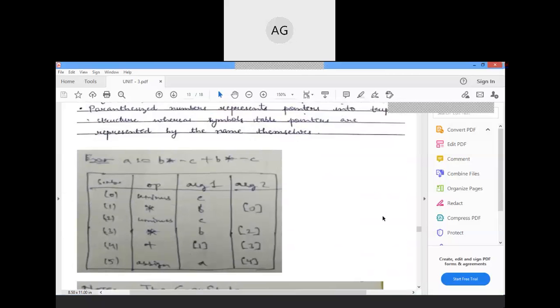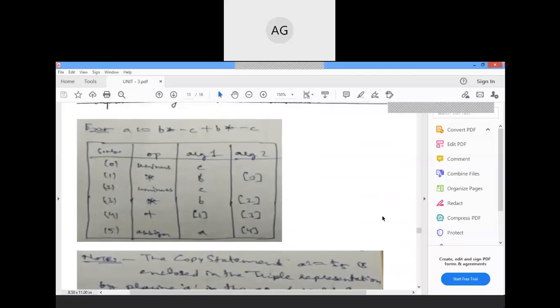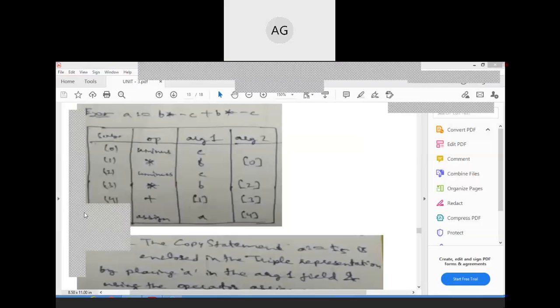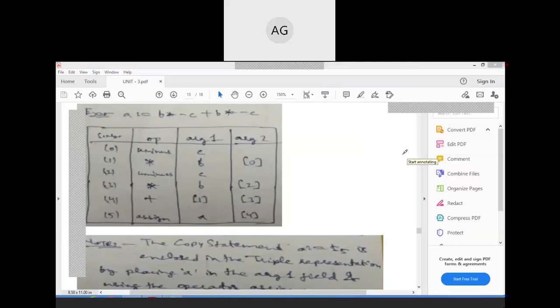Now we are going to solve the same question as we already solved with the quadruples. The same question is given to you, and now you are going to store this in the triple structure. Here in the triple structure we have only three records. First is the op record, the second is argument one, and the third is argument two. You need to first write the three address code of the expression given. As we already evaluated, the three address code consists of six statements.